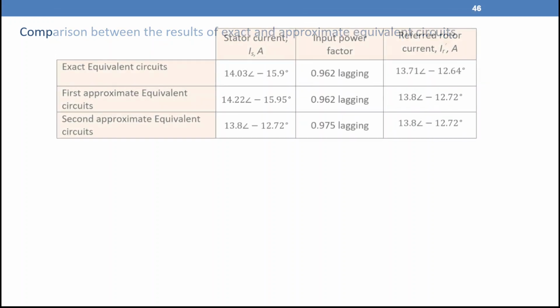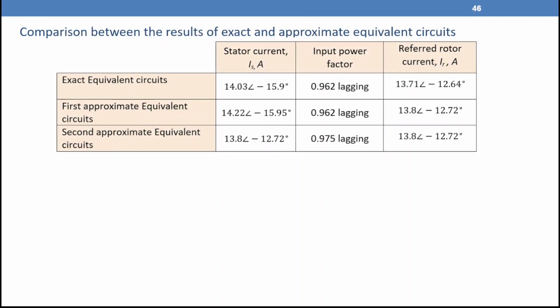In the heading of the problem, it asked us to comment on the results, so we are going to make a comparison between the results for the exact, first approximate and second approximate equivalent circuits. I'm going to tabulate the results here. We have stator current, input power factor, and rotor current for each case.